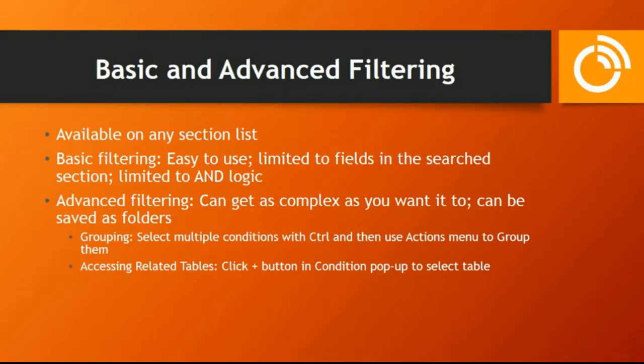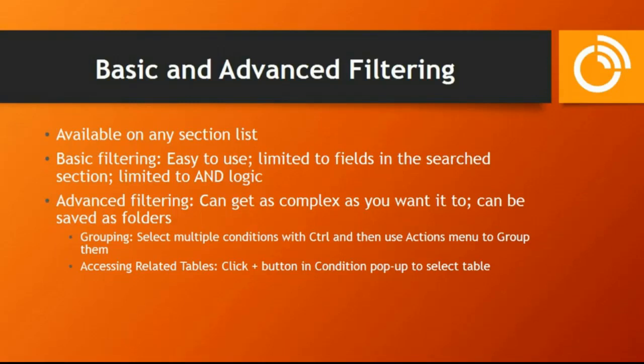So starting with filtering. Basic and advanced filtering are functions that you can use on any section list. So whatever section you're working in, when you have a list of data, basic and advanced filtering will both be available. Basic filtering is the easier to use filtering type. So it's very simple to use. It's quick, it's easy, and it does, of course, therefore have some limitations, because anything that's easy often means it's a little bit limited. Anything that's complex is a lot more powerful, but a little harder to use.